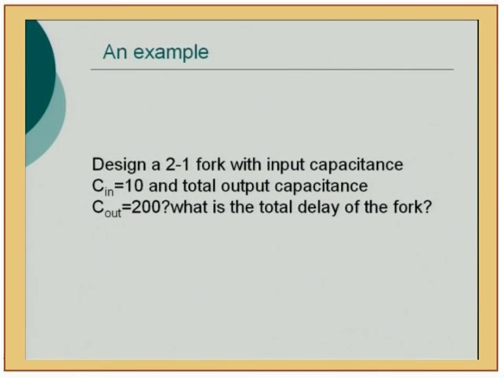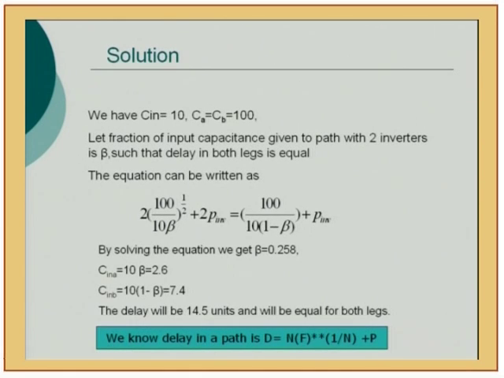Let's say the total capacitance I am driving is 200 for both. Input initially is 10 and I am using a 2 to 1 fork, 2 upper and 1 lower, either way. Now I assume that Ca and Cb are equal. Total capacitance is 100 on the upper branch, 100 on the lower branch, net is 200. Even that simple case. So the branch-wise input is beta times C_in for one, and 1 minus beta times C_in for the other. I calculate, and if I want the delay to be the same, I calculate for both stages the delay. One has how many stages? Two inverters, so two stages, the other is a single stage.